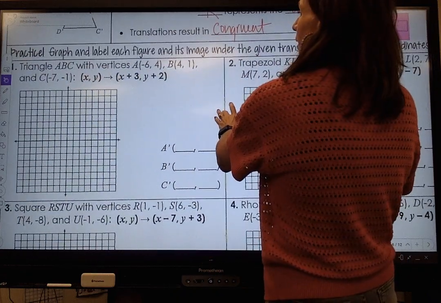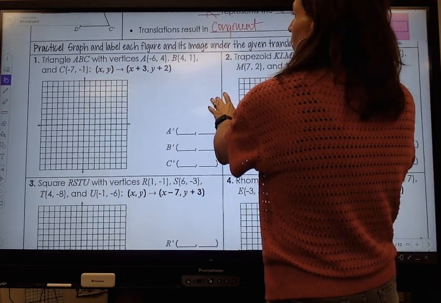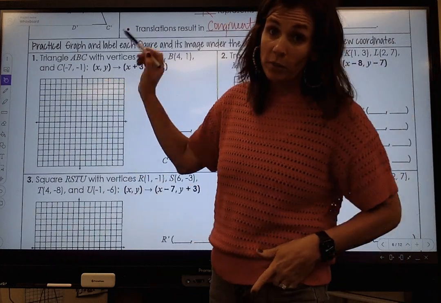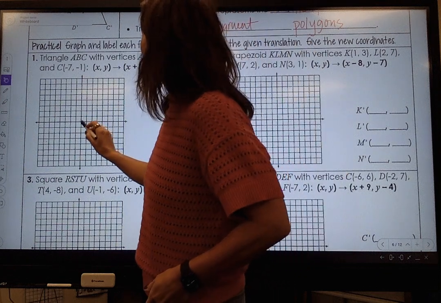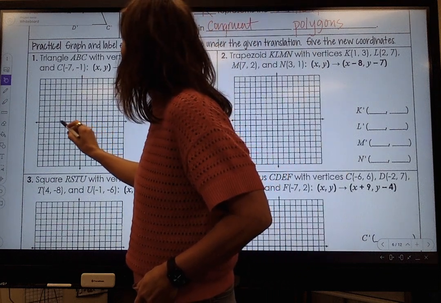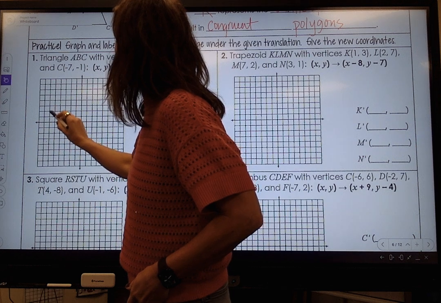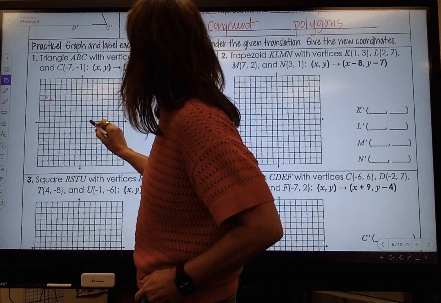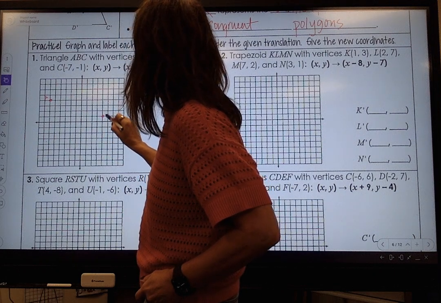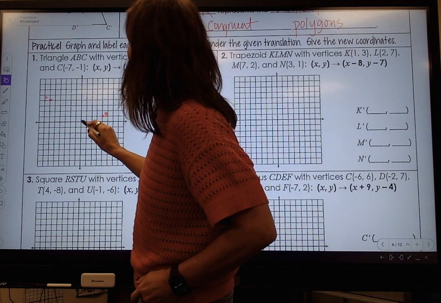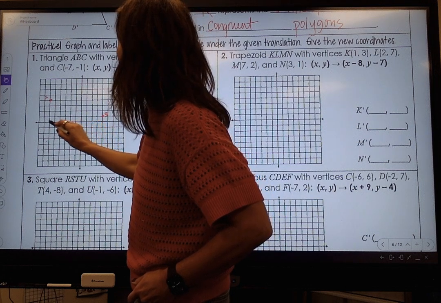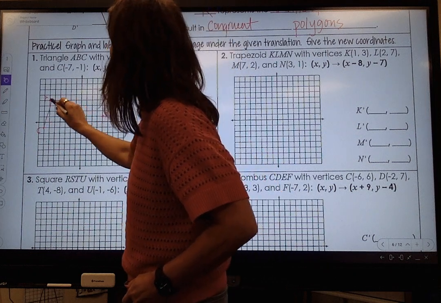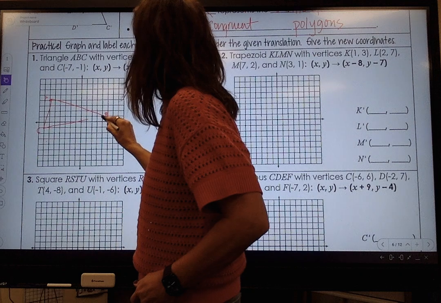Well, this is my original image. So I'm going to graph it in, I guess, red. So I get negative 6, 1, 2, 3, 4, 5, 6. 1, 2, 3, 4, and that's A. B is going to be 4, 1. 1, 2, 3, 4, and up 1. C is going to be negative 7. 1, 2, 3, 4, 5, 6, 7, negative 1. And that's it. It's just a triangle. All right. So there we go.